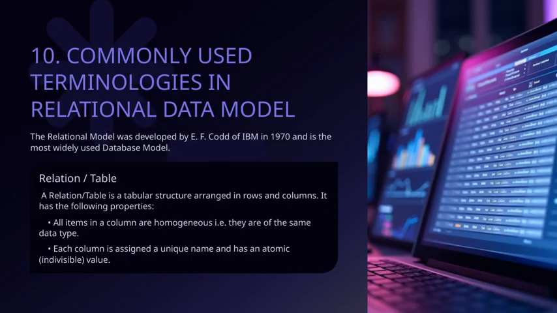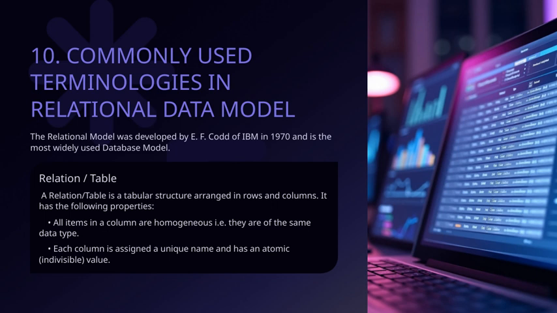Let's talk about some commonly used terminologies in the relational data model. The relational model was actually developed by E. F. Codd at IBM back in 1970, and it remains the most widely used database model today. One of the key concepts is the relation, or what we often call a table. Think of it as a structure arranged in rows and columns, similar to a spreadsheet. Now, a relation or table has some important properties to keep in mind. First, all items within a single column are homogeneous, meaning they all share the same data type, like all integers or all dates. This consistency is crucial for data integrity and ease of analysis.